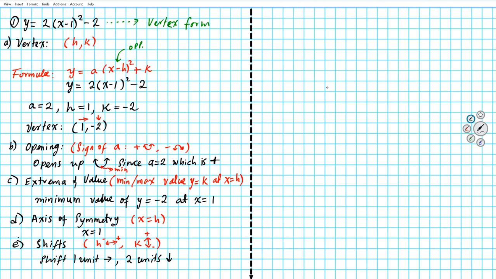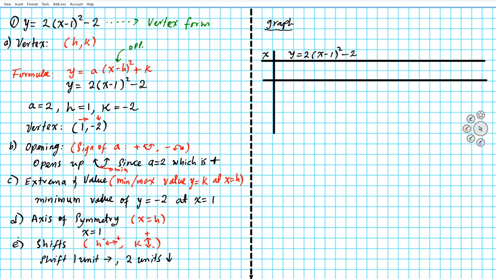Okay, so let's go ahead and generate a table. We're going to graph now, last part. So to graph this, we're going to generate a table of values. So let's create our chart. We have our x, and then we have the function y equals 2 quantity x minus 1 squared minus 2. We're going to just use 3 points to sketch. It's just a sketch of our quadratic function, the parabola.